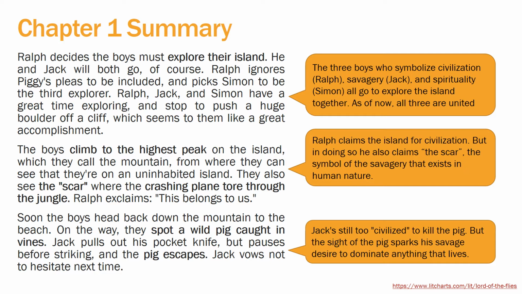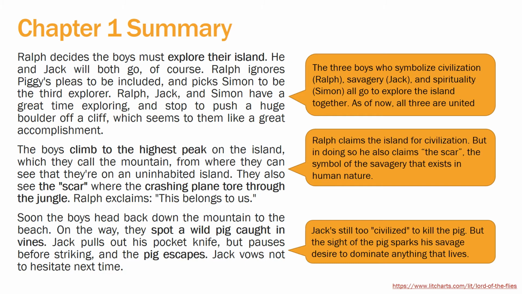The boys climb to the highest peak on the island, which they call the mountain, from where they can see that they're on an uninhabited island. They also see the scar where the crashing plane tore through the jungle. Ralph exclaims, "This belongs to us." Soon the boys head back down the mountain to the beach. On the way, they spot a wild pig caught in vines. Jack pulls out his pocket knife but pauses before striking, and the pig escapes. Jack vows not to hesitate next time.